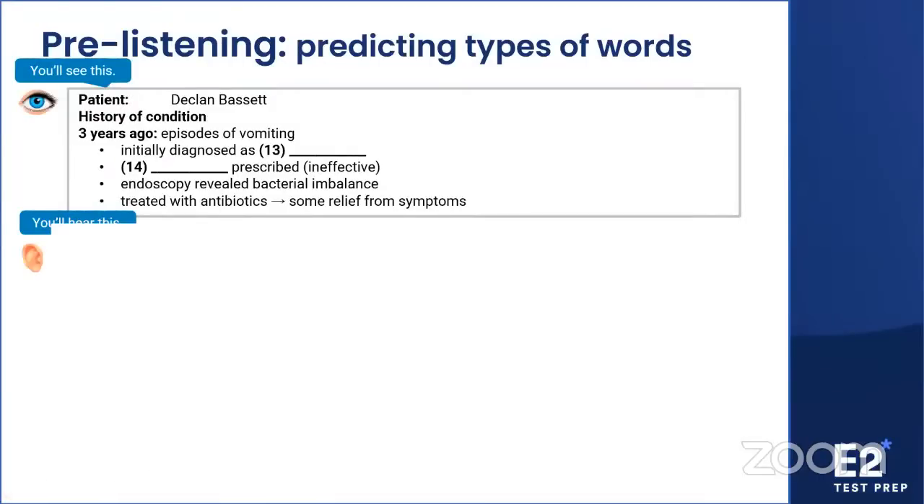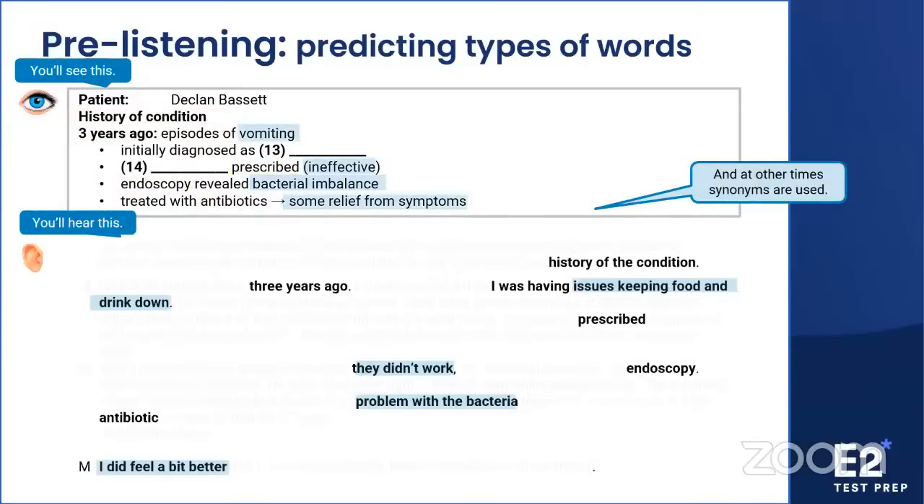I want to give you another few hints. So you'll see the block of text, okay? And here's a redacted version, a shortened version of what you'll hear. Now, sometimes the same words appear, and sometimes synonyms are used. So for example, history of the condition is something said by the doctor. There it's written exactly the same. 3 years ago, we're going to hear that and it's written as well.